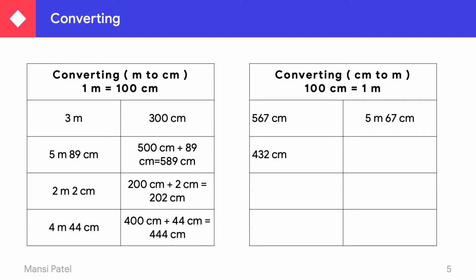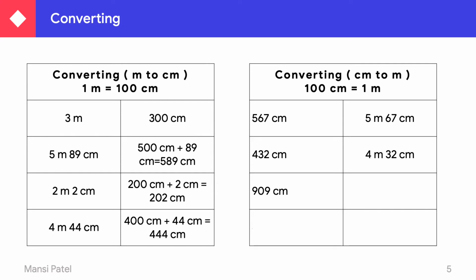Your another one is 432 centimeter. Same thing, 432 divided by 100. So the last two digits, that is your centimeter, and 4, this is your meter. So your answer is 4 meter and 32 centimeter.